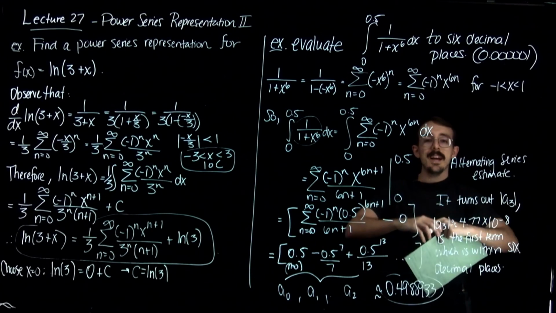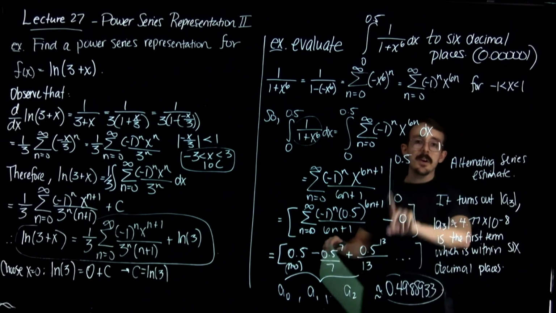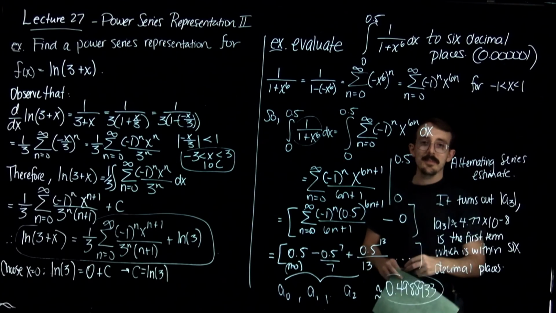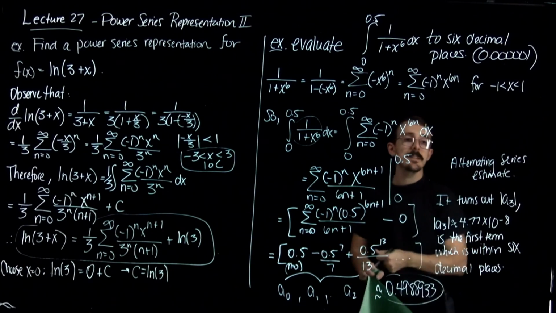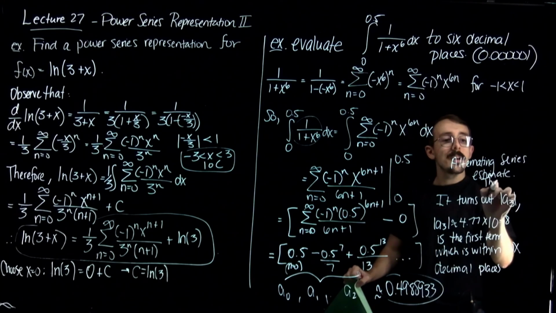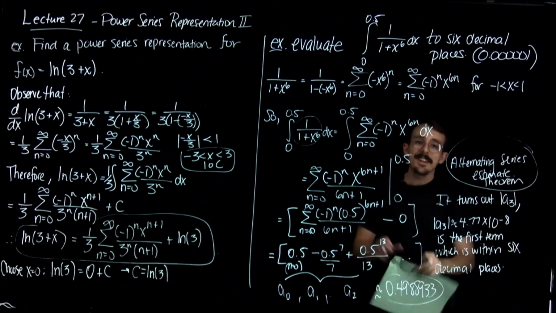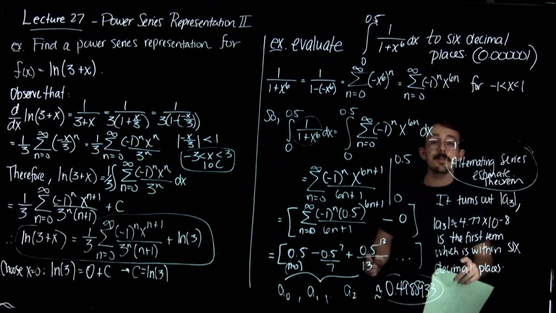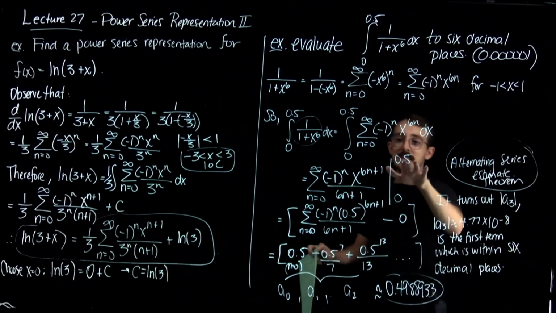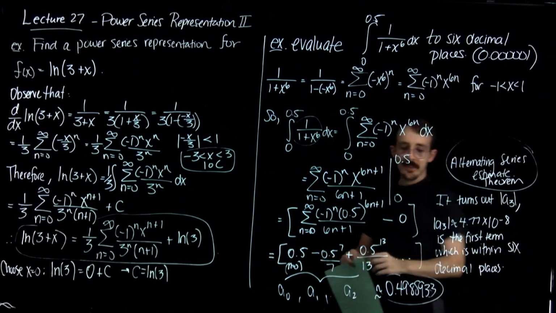So again, you are only as accurate as the magnitude of the following term. That was the alternating series estimate theorem. And you can go back to the video on that if you need a refresher. But that's not what this whole problem was about. This problem was determining the power series representation and using it as an estimate. So, OK.